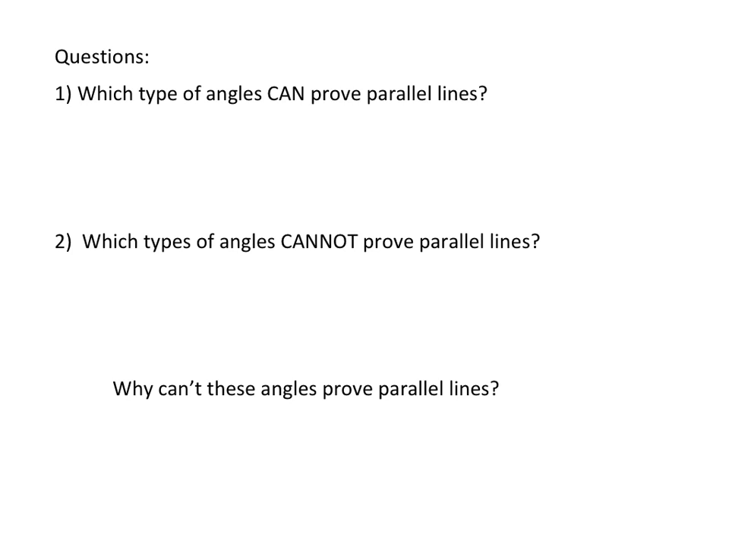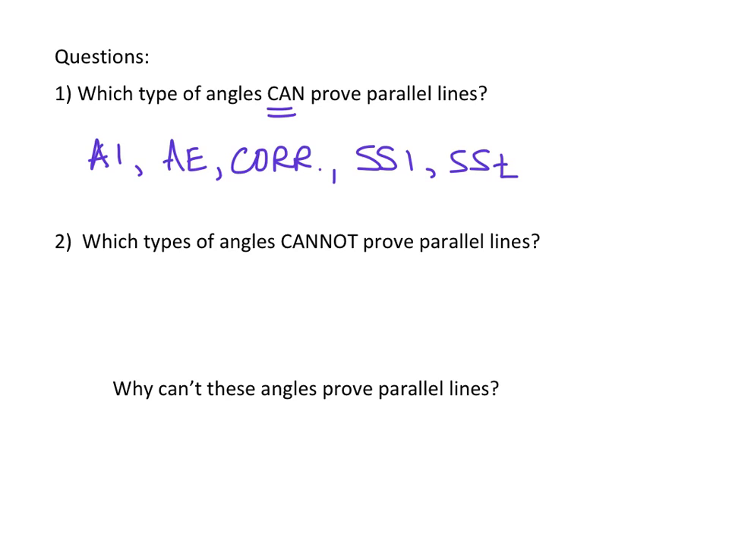And now that we've gone through identifying the pairs, there's just some questions here that we should fill in that will help you out when you're looking at doing some of our proofs. So, which type of angles can prove parallel lines? Alternate interior, alternate exterior, corresponding, same side interior, and same side exterior. All of those can be used to prove that you have parallel lines. Which angles cannot prove that you have parallel lines? That's going to be the linear pair and your vertical angles.